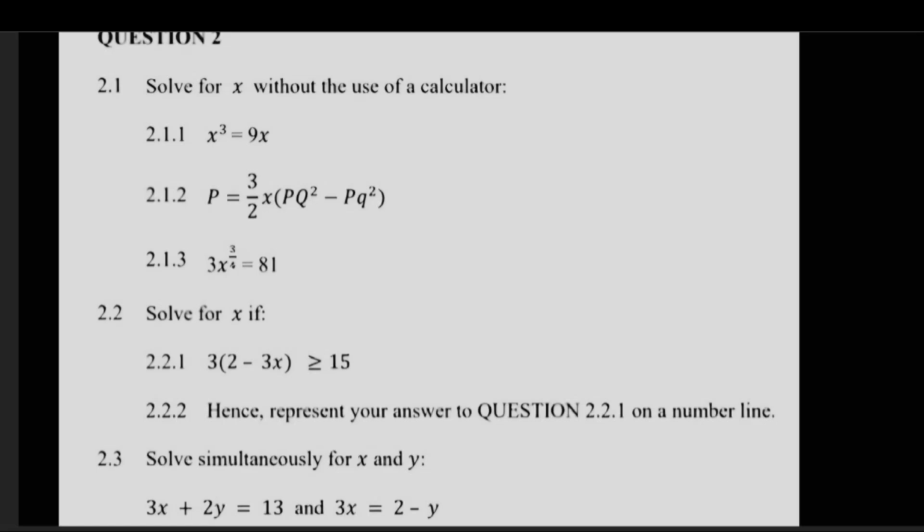Now we're on to 2.1.2. We are given p is equal to 3 over 2x into p squared minus pq squared. Or actually pq squared minus p small q squared. Here they need us to solve for x. Now seeing that we've got letters like p, capital Q, small letter q, we're obviously not going to get a numerical value. Here they're just looking for you to make x the subject of the formula, meaning getting x alone on one side of the equation. So that's what we're going to work towards.